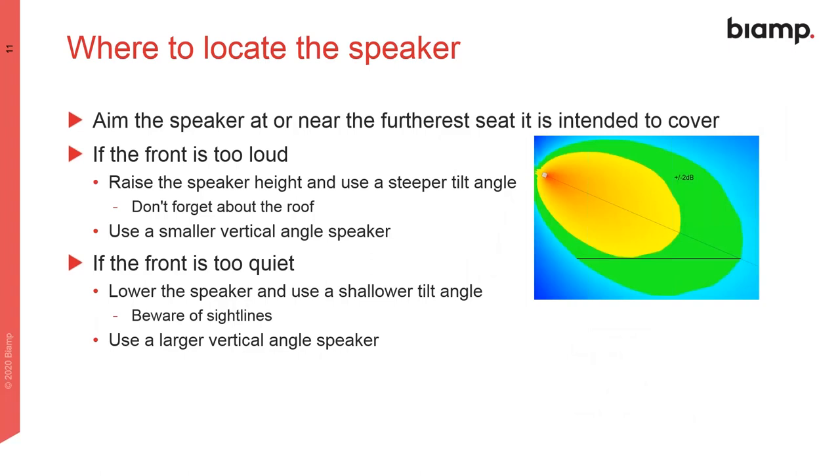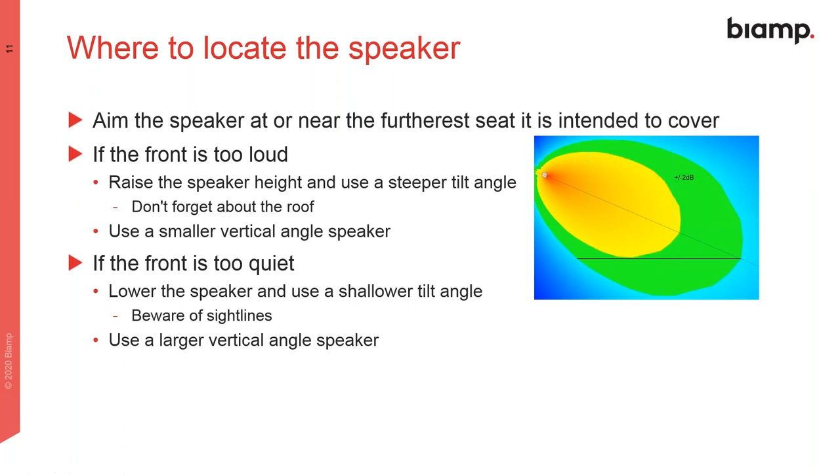Aim the speaker at or near the furthest seat it is intended to cover. This is that same pattern as a 60 degree vertical speaker, and it's very easy to get good coverage in the rear half of the room. The front is where you've got some issues. You may have to work, maybe this seating area is a little bit longer out the front here. How are we going to cover that?